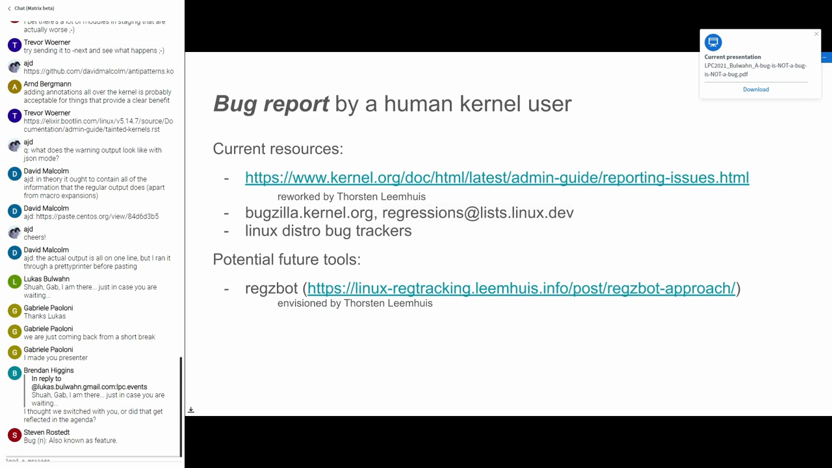Okay, so let's start with a bug report by a human kernel user. Basically, we have a documentation page that guides a human how to report something they encounter. You can either use Bugzilla kernel org for some subsystems or send something to regressions list Linux kernel. Yes, there are some potential future tools that Thorsten Leemhuis is envisioning to allow bug tracking of those aspects. Regzbot is kind of his idea in that direction.